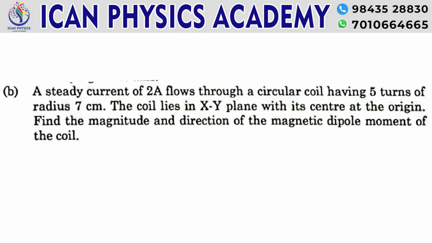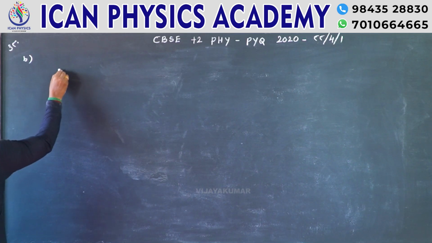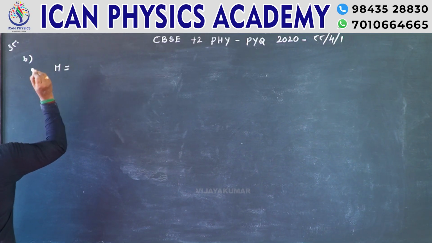Okay. A steady current of 2 ampere flows through a circular coil having 5 turns of radius 7 centimeter. The coil lies in the XY plane with its center at the origin. Find the magnitude and direction of the magnetic dipole moment of the coil. Okay, so this is the 35 B question. So what is the magnetic moment?